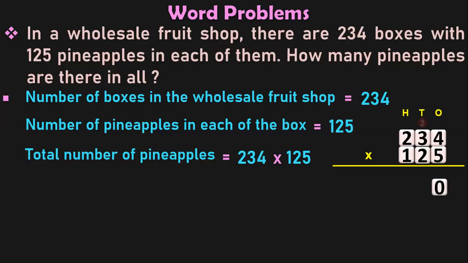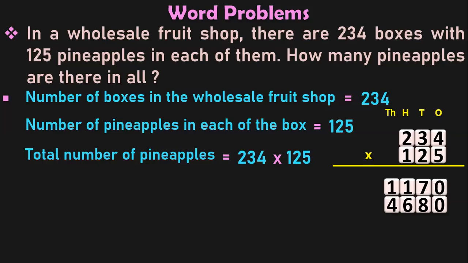5 fours are 20, 0 carry over 2. 5 threes are 15, 15 plus 2 is 17, 7 carry over 1. 5 twos are 10, 10 plus 1 is 11. Next, we have to multiply by 20. So add a 0 in the ones place. 2 into 4 is 8. 2 threes are 6. 2 twos are 4.